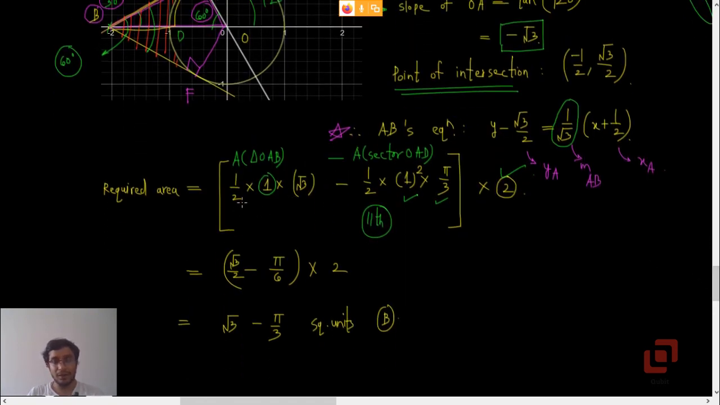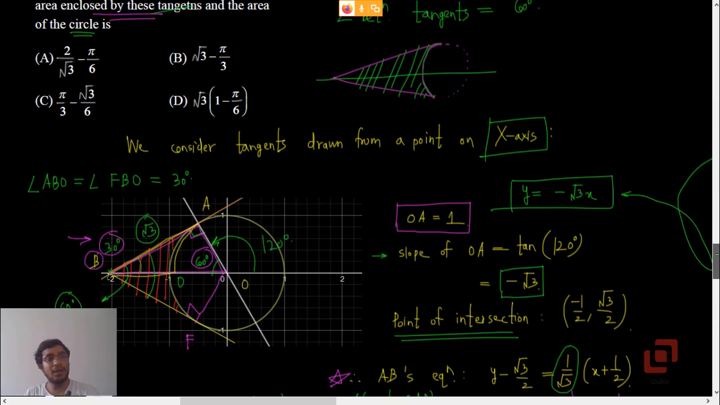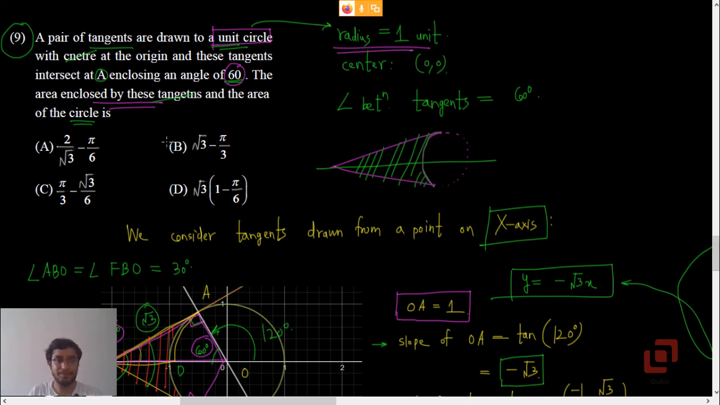If you simplify it, 1/2 into 1 into √3 will be √3/2. 1/2 into 1 squared into pi/3 will be pi/6. Into 2. Take this 2 inside. It will cancel this 2 and it will make this 3. So it is root 3 minus pi by 3 square units, and that is option B. It should have been square units, but anyways.